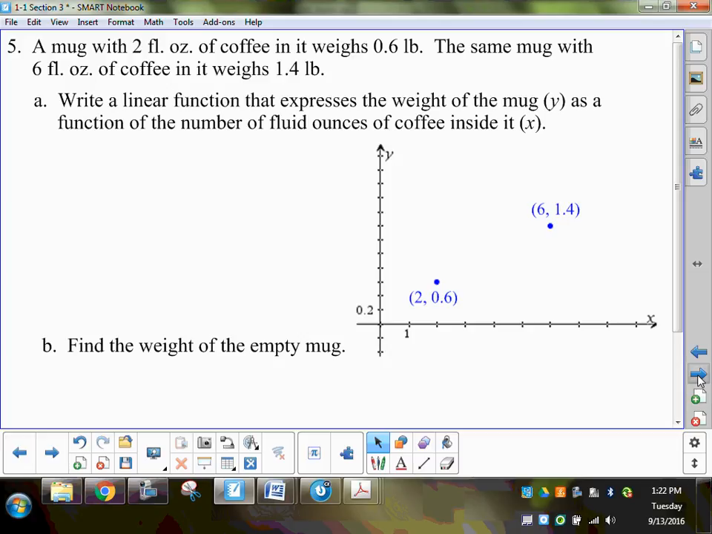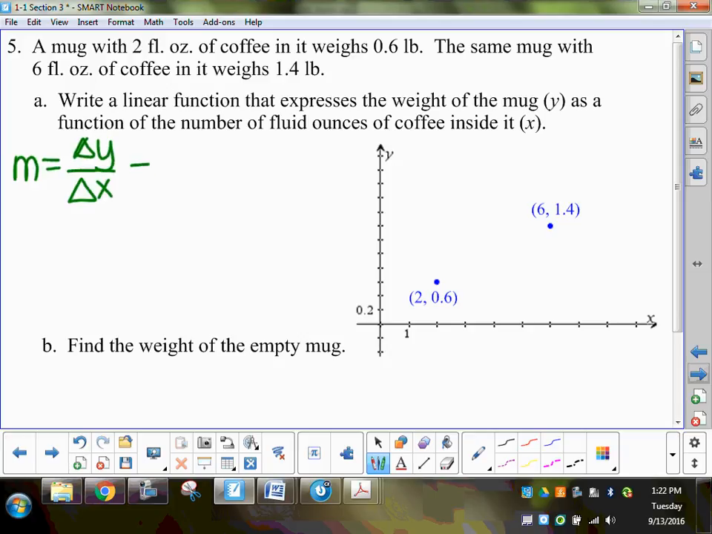So let's look at what we have here. In order to give the equation of a line modeling this, who can tell me what I need to find first? Because we don't have enough to answer that. Yep. We need to find the rate of change, or slope. So m is going to be equal to the change in y over the change in x. I picked the higher point, 1.4 minus 0.6, all over 6 minus 2.